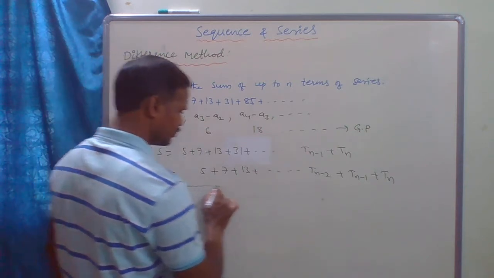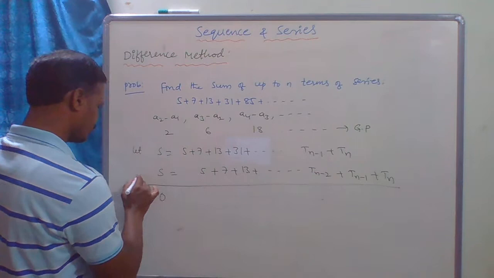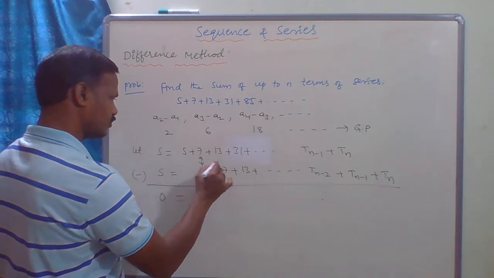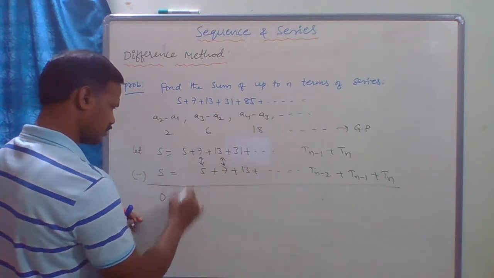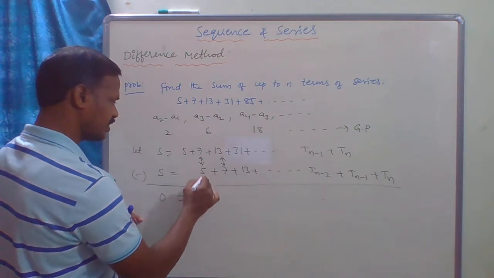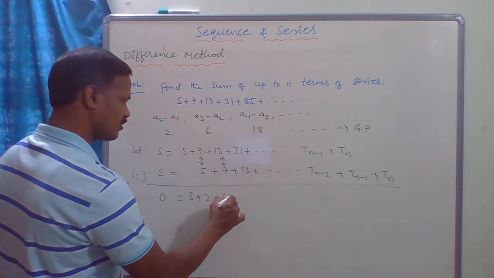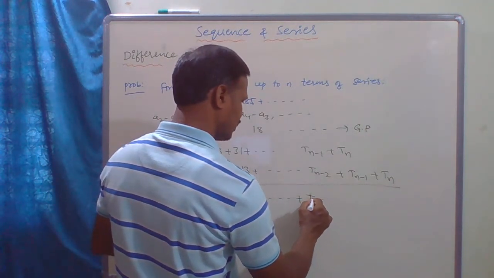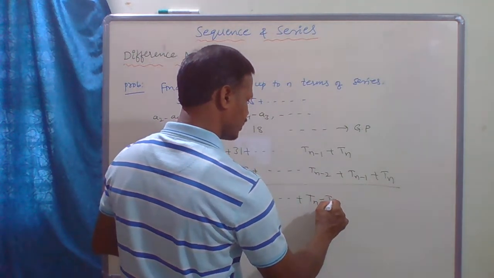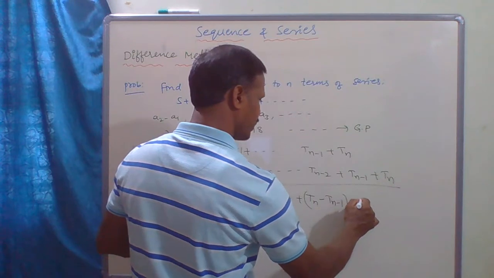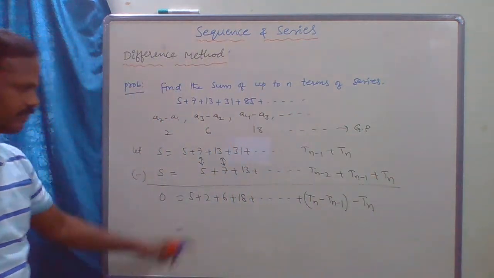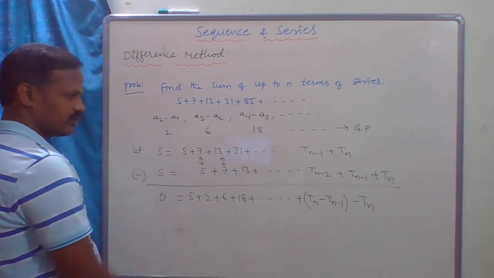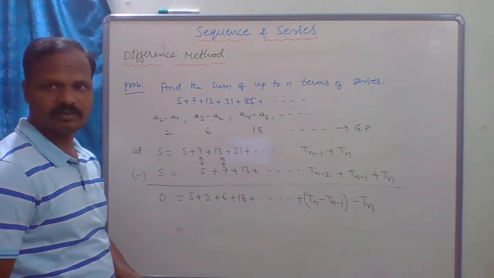Now subtract. So this is 0, make a subtraction 0. Okay, now like that. So this is 5 plus 7 minus 5, 2 plus 6 plus 18 plus so on plus Tn minus Tn minus 1 minus Tn. Clear? That's all? Okay. Now, from this relation, you have to find Tn, the nth term. Okay?